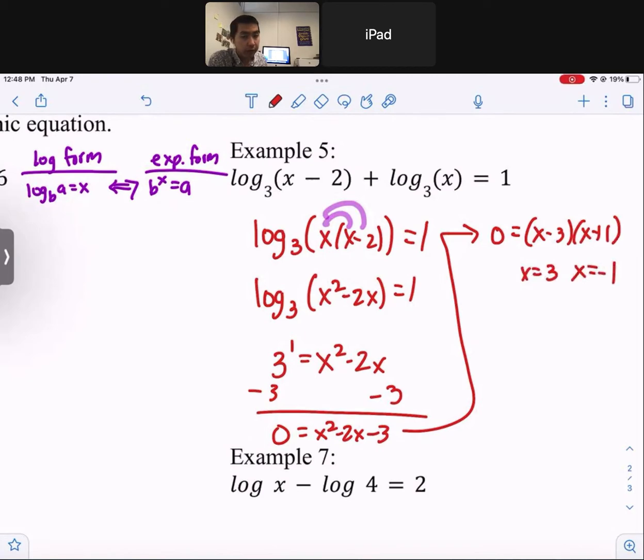But we have to plug it in. And if you look, if we plug in negative 1 for the x, that's the log of a negative number. So that's not going to work. And if we plug in 3 into here, you guys, both of these turn out to be positive. So x equals 3 is our answer.